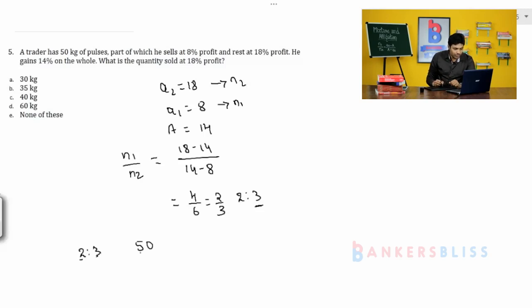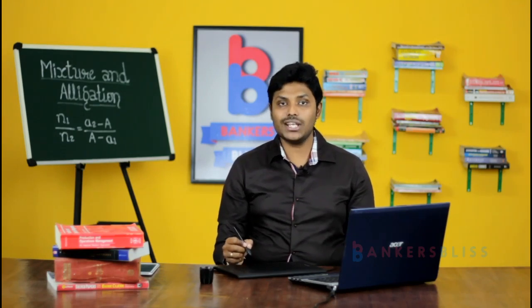So, 2 plus 3, 5, into 3. 5 tens are 50, 10 into 3, 30. So, the answer is 30 kg. Option A is the right answer. Okay, one step ahead. Very simple to calculate. Let us move on to the next problem.